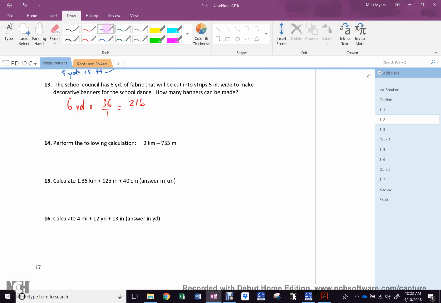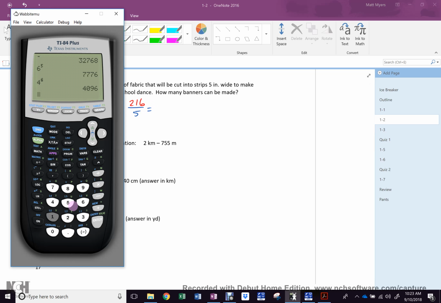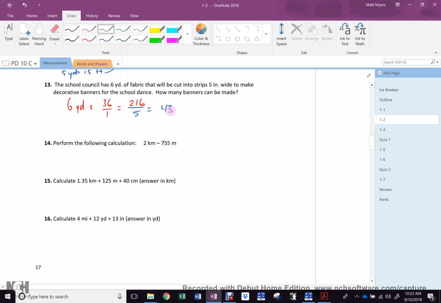Now, what do I got to do with that 216? What am I doing, Selena? I'm dividing it by 5. Now, when you do that, how many of you are going to go to your calculator for that? Be honest. Everybody, right? So when you do that, what happens on your calculator? 216 divided by 5 is 43.2. Everyone agree? How many banners can I make? 43. Everybody understand? 43.2 is not the right answer.